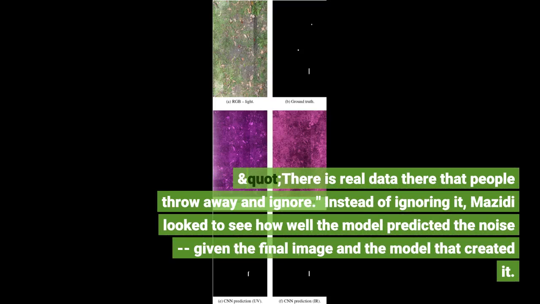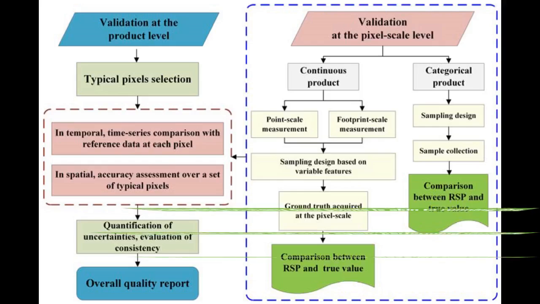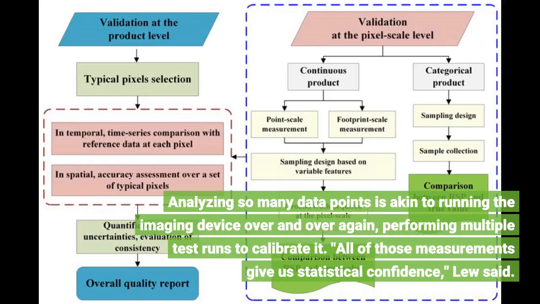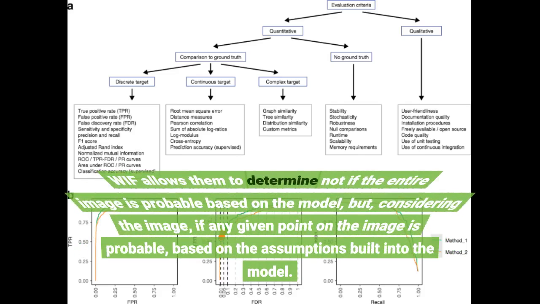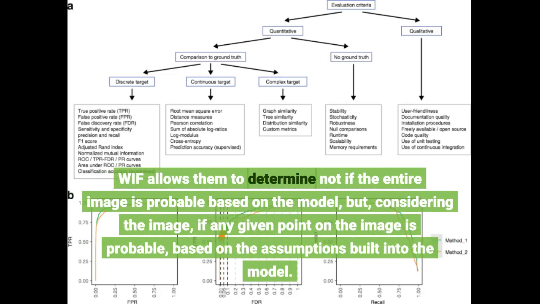Instead of ignoring it, Mazidi looked to see how well the model predicted the noise, given the final image and the model that created it. Analyzing so many data points is akin to running the imaging device over and over again, performing multiple test runs to calibrate it. All of those measurements give us statistical confidence, Lew said. WIF allows them to determine not if the entire image is probable based on the model, but, considering the image, if any given point on the image is probable, based on the assumptions built into the model.